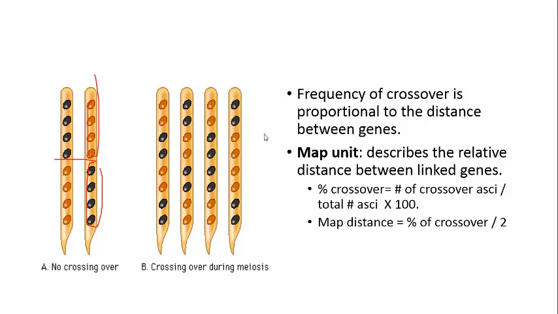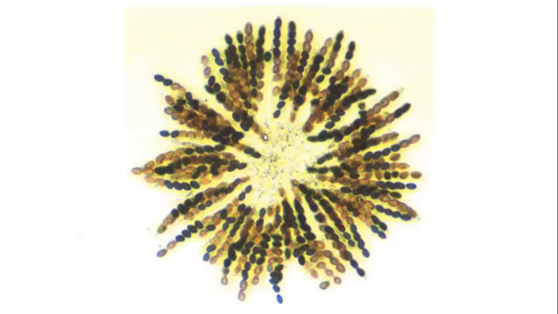Now, your goal for this lab is to look at a picture that I am going to hand out to you, and you're going to calculate the frequency of crossing over. This is going to be the picture that you're going to be given, or you could use the picture on the board if you would like, and you're going to count the total number of asci. You're then going to count the total number that show crossing over taking place. So anytime, like this one right here, where you see a 2, 2, 2, 2 arrangement, this is an ascus that shows that crossing over took place.